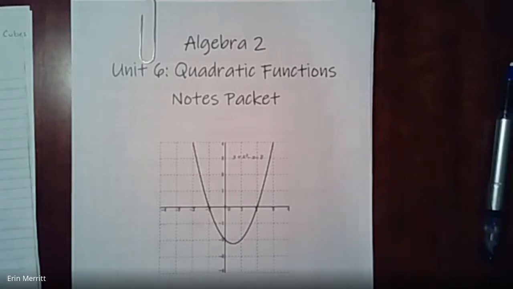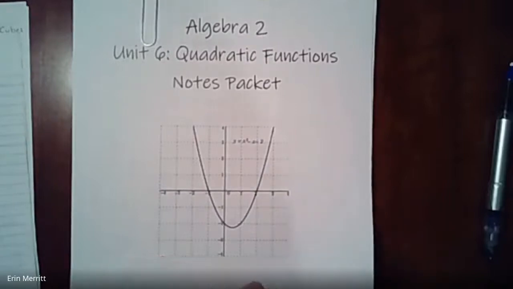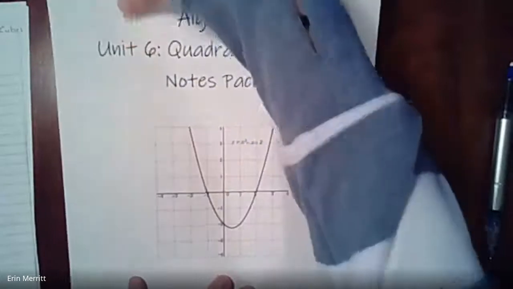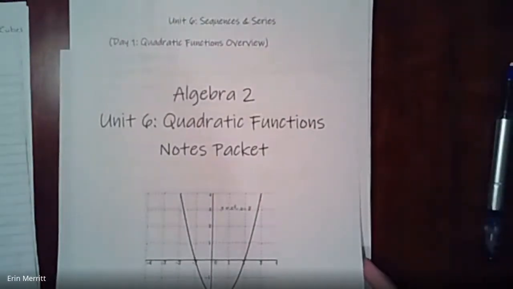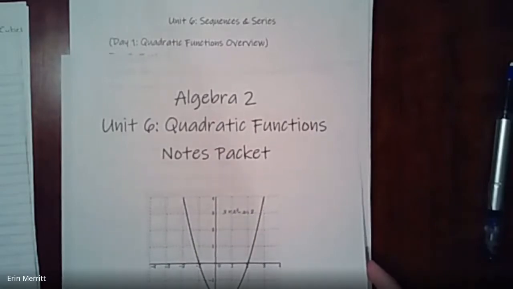We are starting a new unit. Unit 6 is all about quadratic functions. So this is what your note packet looks like, but when you open up your note packet, you're going to see the first outline that shows that day 1 has little parentheses around it. We're skipping it, just because it's an overview; we used to do it on like a half period.